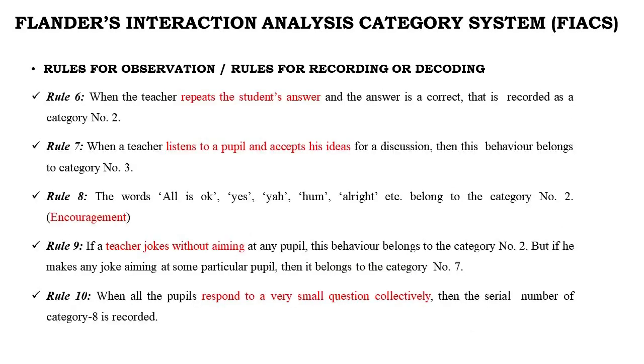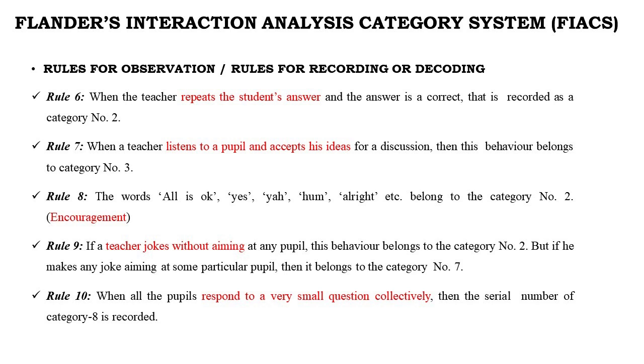Rule 6. When the teacher repeats the student's answer and the answer is correct, that is recorded as category number 2. This tells the student that he has the right answer and therefore functions as praise or encouragement. Rule 7. When a teacher listens to a pupil and accepts his ideas for a discussion, then this behavior belongs to category number 3. Rule 8. The words all is okay, yes, yeah, all right, etc. belong to the category number 2.